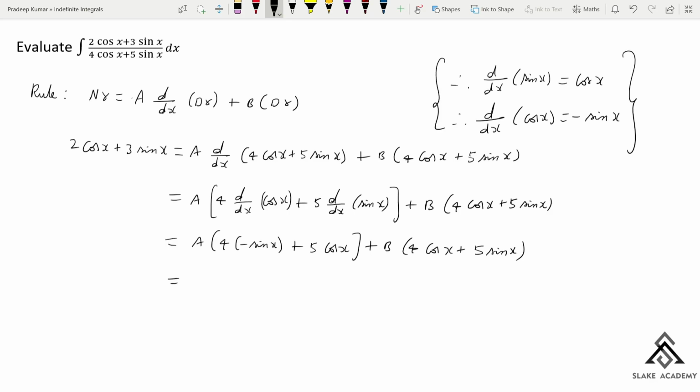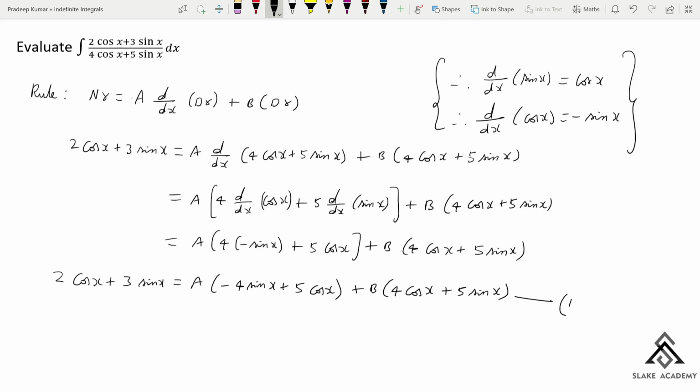Alright, so now I can write this as a into (minus 4 sin x + 5 cos x), plus b into (4 cos x + 5 sin x). So this is the equation which we got. We'll write the left hand part also, 2 cos x + 3 sin x. Okay, we'll call this equation number 1.